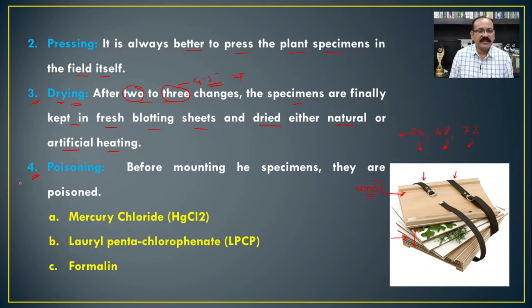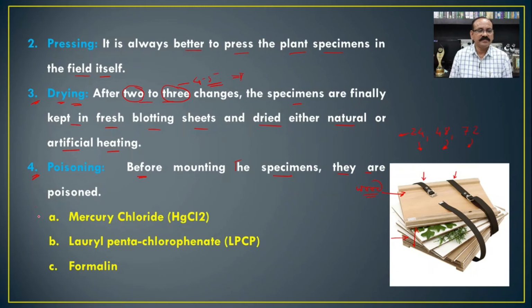Then there is a need for poisoning. Before mounting the specimens, they are poisoned, because after mounting on the herbarium sheets there is a possibility of spoiling these different specimens which are collected and prepared. So to avoid spoilage or infection by different fungi, because there is a common infection by fungi on the collected plant material, there is a need for poisoning of the collected material.